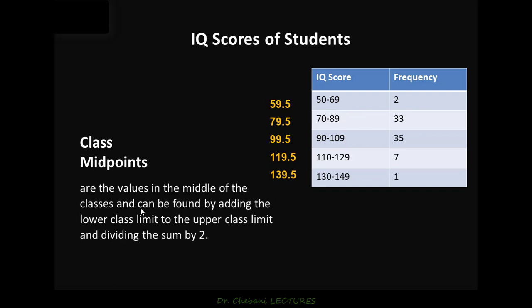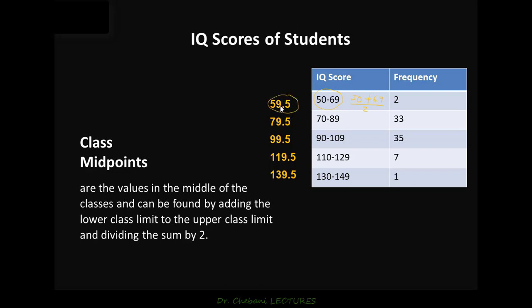Okay, what about class midpoints? Class midpoints are the values in the middle of the classes, and they can be found by adding the lower class limit to the upper class limit and then dividing that by 2, right? It's easy to find the midpoint of this class. You would add 50 plus 69, and then you divide that by 2. It will give you 59.5.